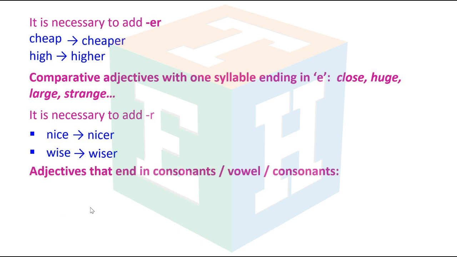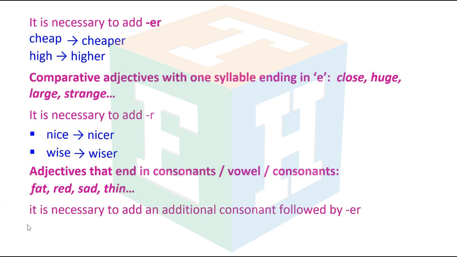Adjectives that end in consonant, vowel, consonant: fat, red, sad, thin. It is necessary to add an additional consonant followed by ER. Big, bigger. Hot, hotter.